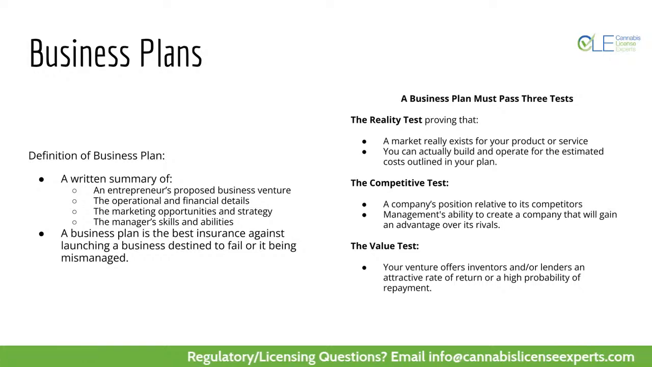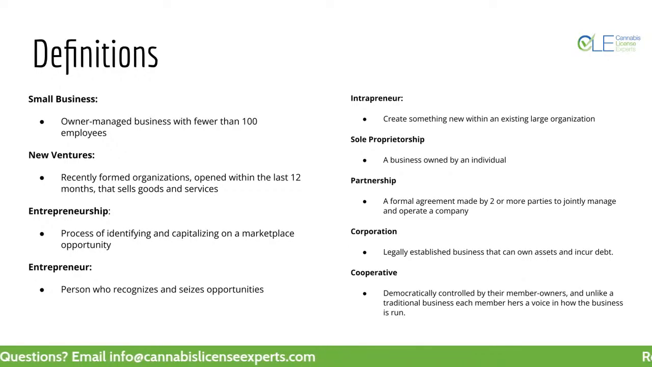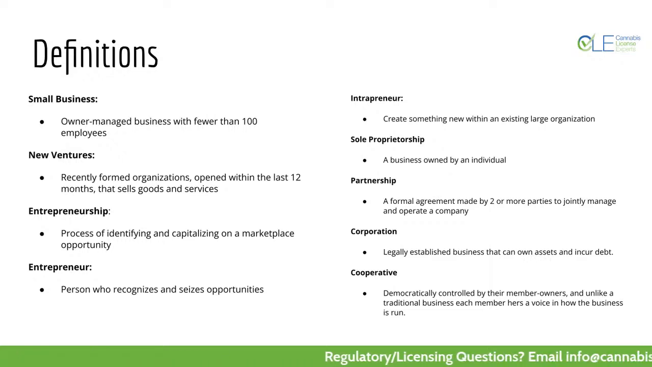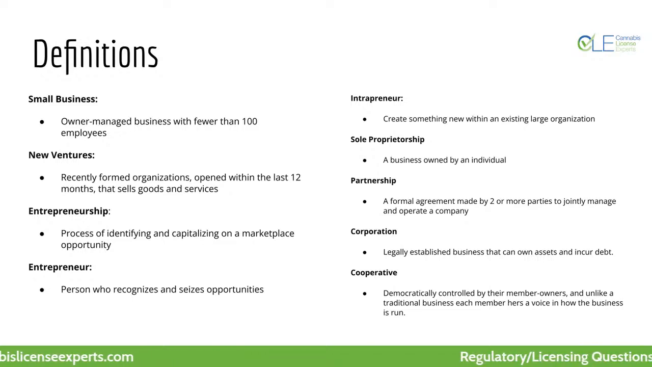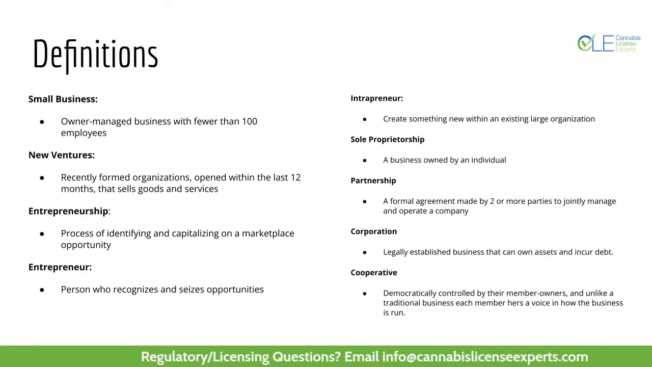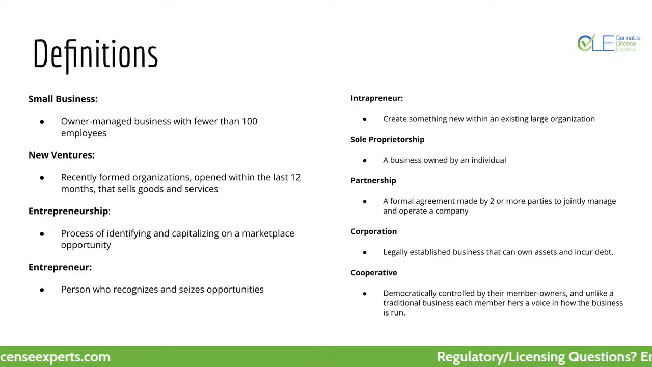We're going to start with some general definitions that you are going to see throughout your application process and as you prepare to launch your business. We're going to start with a small business. That is an owner-managed business with fewer than 100 employees. New ventures are recently formed organizations opened within the last 12 months and that sell goods and or services. Entrepreneurship is the process of identifying and capitalizing on a marketplace opportunity. An entrepreneur is a person who recognizes and seizes opportunities. An intrapreneur is someone who creates something new within an existing larger organization.